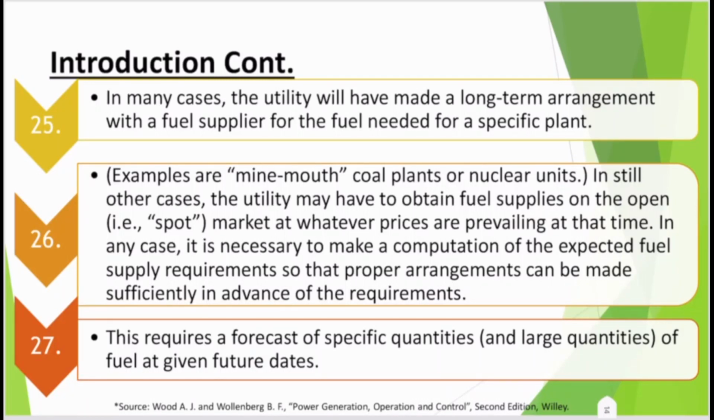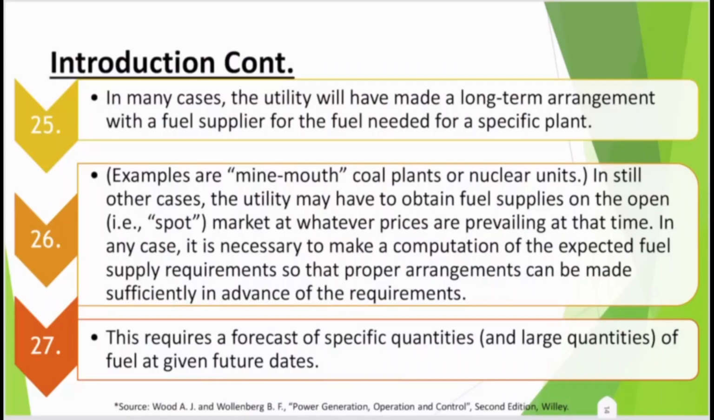In still other cases, the utility may have to obtain fuel supplies on an open or a spot market, meaning they go to market, bid for it and then earn it, okay? So whatever prices are prevailing at that time. So just imagine if your fuel cost keeps on varying, then your generation cost characteristic also keeps on varying. And if your generation cost characteristic keeps on varying, then your economic dispatch solution and unit commitment solution has to change with different characteristics.